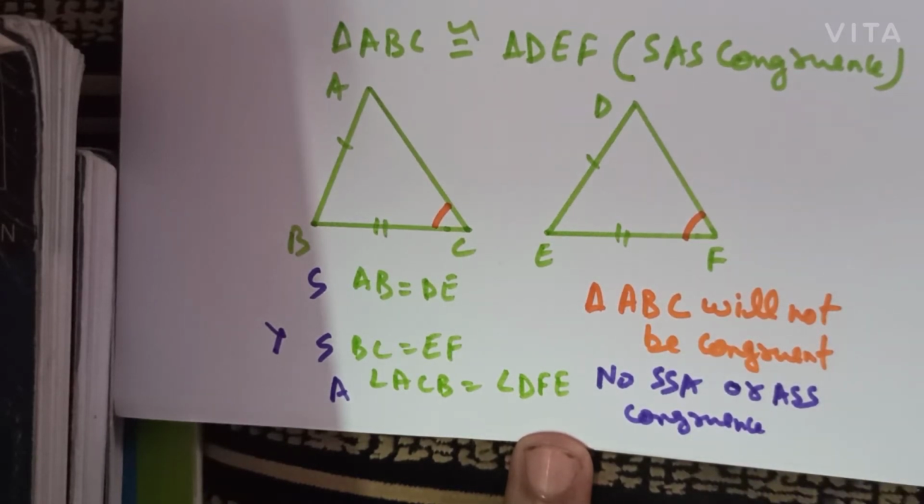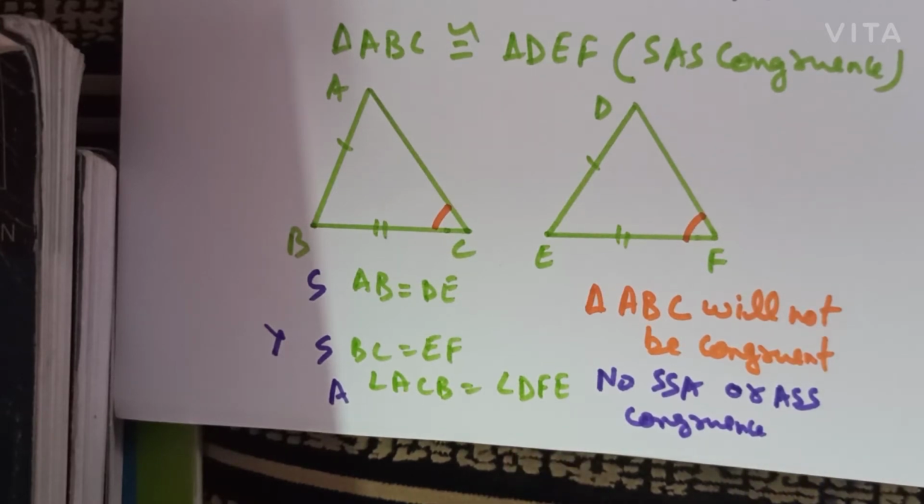I have told you in the beginning: side angle side, angle side angle, angle angle side, side side side, and right angle hypotenuse side. No criteria for side side angle and angle side side. I hope you have understood this.